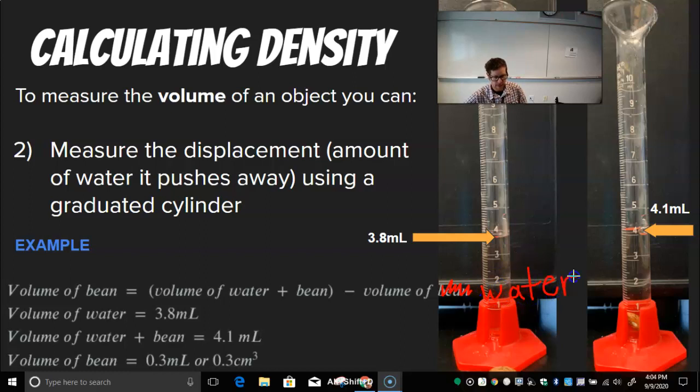So the volume of the bean is the volume of the water and the bean minus the volume of the water. This one on the left is the water only. This one on the right is the volume of water and bean. That's 4.1 when they're together and 3.8 when it's just the water. By subtracting, we end up with 0.3 milliliters, and of course it's a solid, so we just say 0.3 cubic centimeters is the volume of the bean.